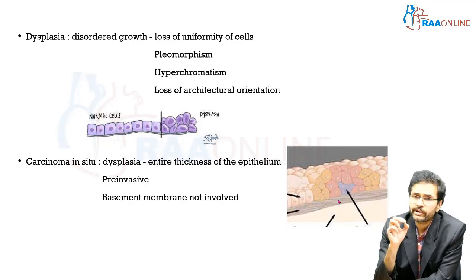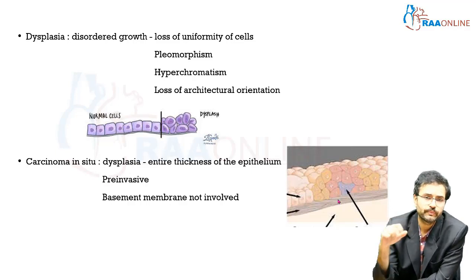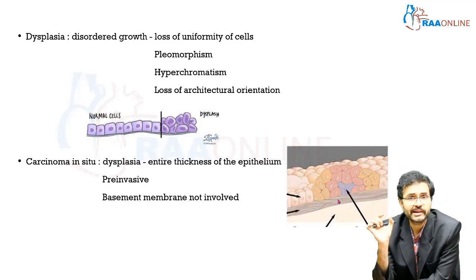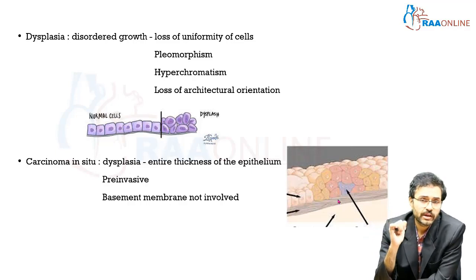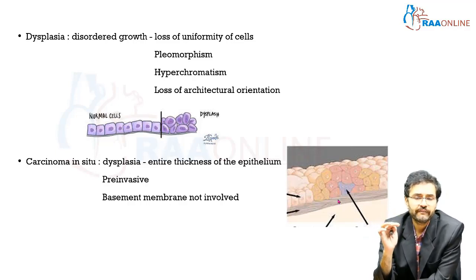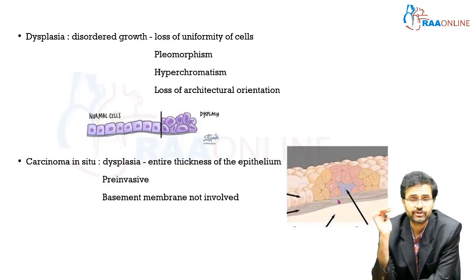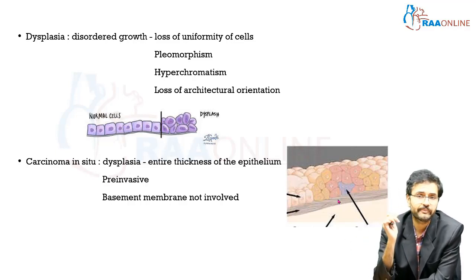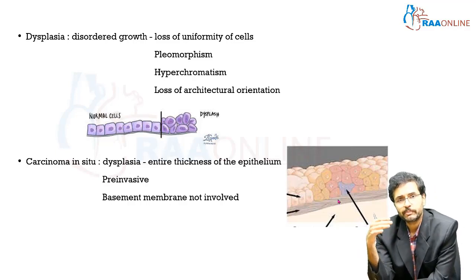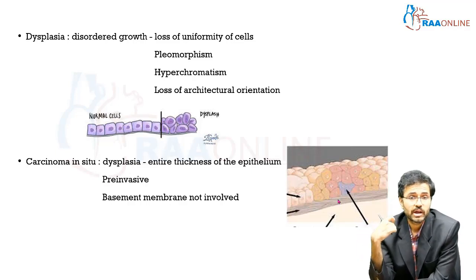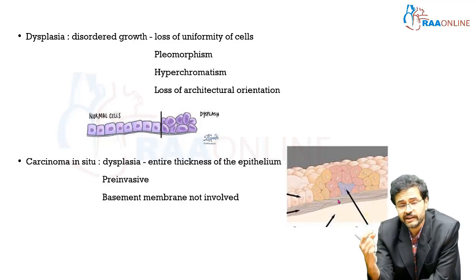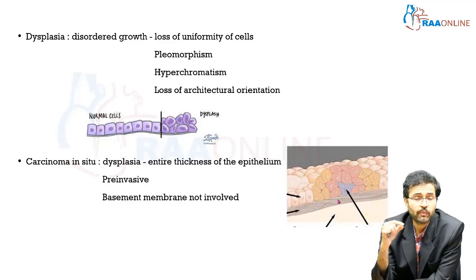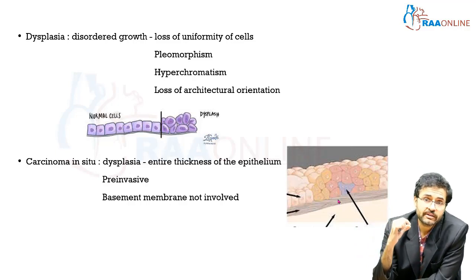Now, the other 2 important terminologies associated with malignancies are dysplasia and carcinoma in situ. Dysplasia basically means disordered growth. There is lack of uniformity of cells, and there is loss of architectural orientation. These also exhibit pleomorphism and hyperchromatism like you would associate with anaplasia. Now, dysplasia progresses towards carcinoma in situ. When you have a dysplasia involving the entire thickness of epithelium but does not involve the basement membrane, then we call it a carcinoma in situ.